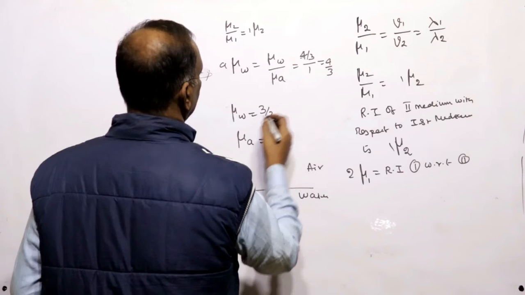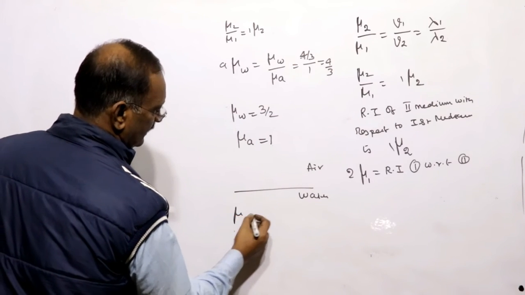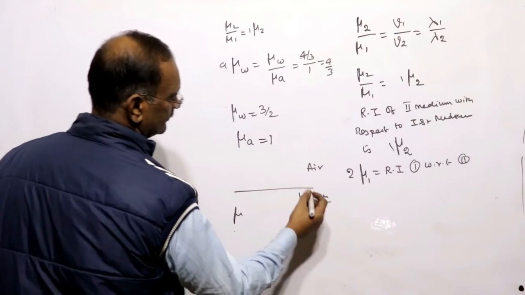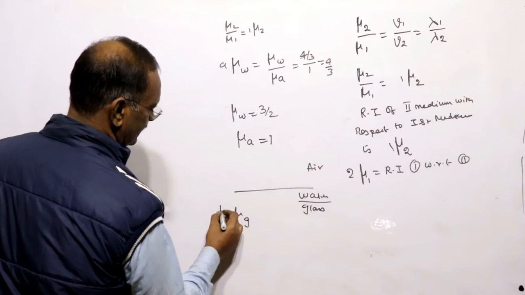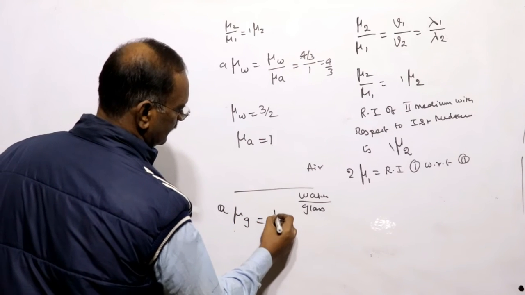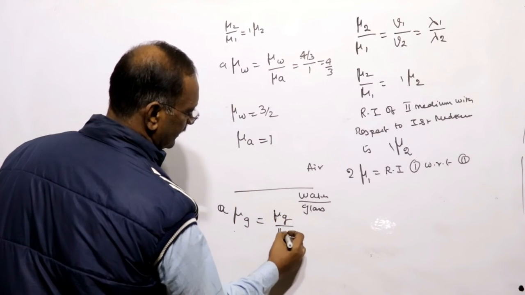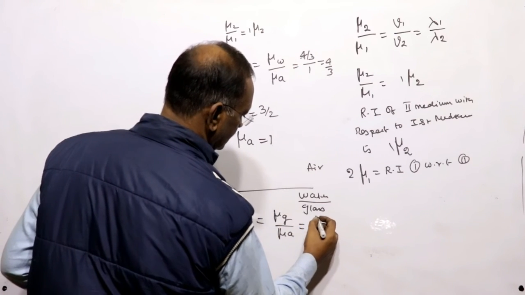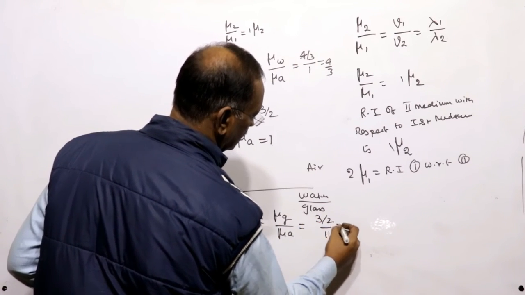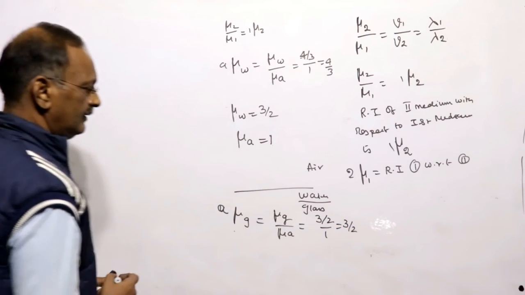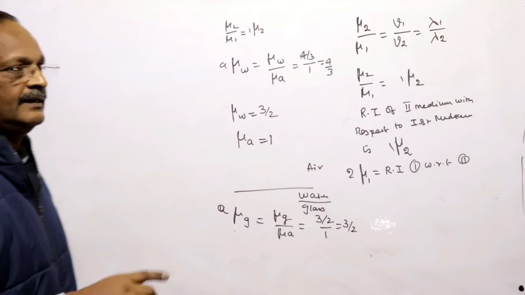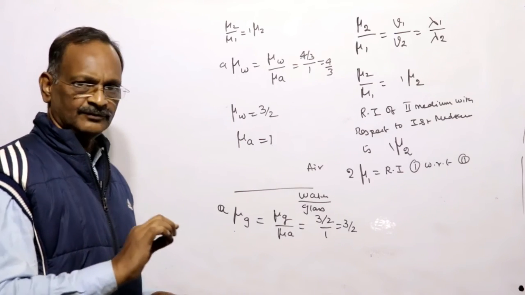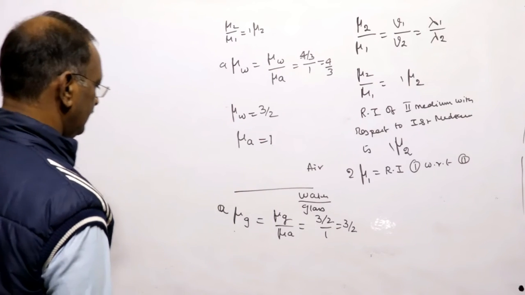Same way, if in place of water, it is glass. The refractive index of glass with respect to air is equal to refractive index of glass by refractive index of air, and since refractive index of air is equal to 1, this is equal to 3 by 2 by 1, which is equal to 3 by 2. This we call an absolute refractive index. Anything which is compared with respect to the vacuum, refractive index of vacuum, that is called absolute refractive index.